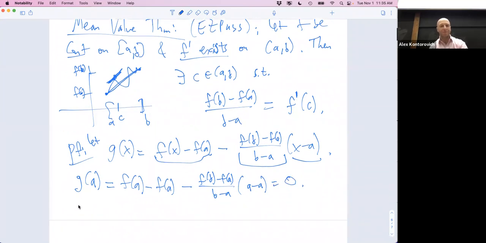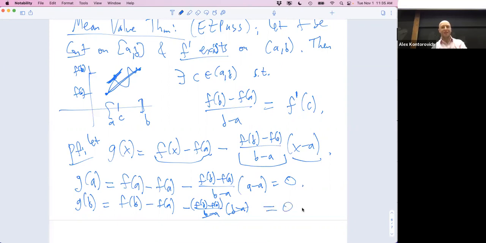How about g of b? g of b is f of b minus f of a, right? f of x minus f of a, when x is b, minus this average slope, f of b minus f of a over b minus a, times x minus a when x is b. So this is b minus a. What happens to the b minus a on top and bottom? They cancel. And so now I just get f of b minus f of a minus f of b minus f of a.